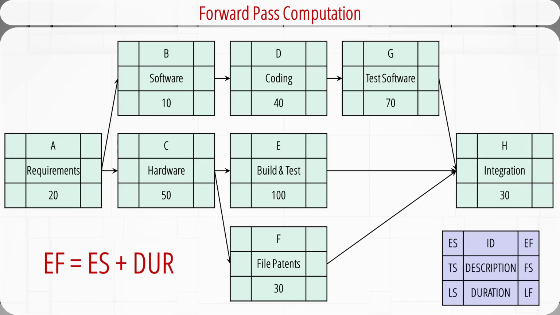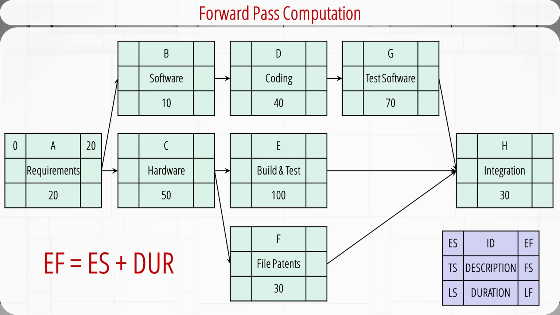I'll just put this equation at the bottom left corner for reference. Activity A starts at time 0. So its early start equals 0. Its duration is 20 workdays. So early finish is 0 plus the duration 20, and it equals 20.